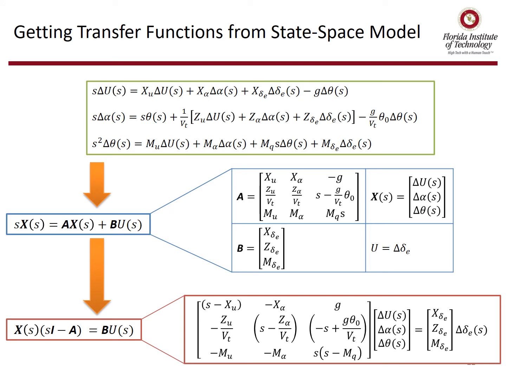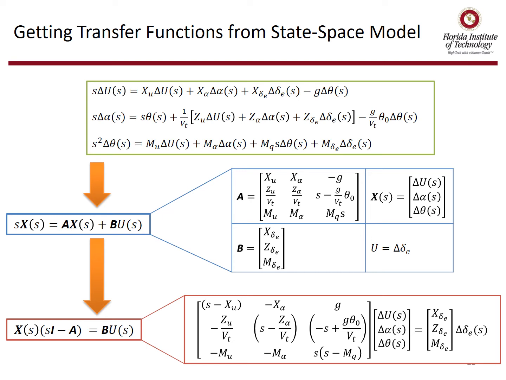So we've already taken the three longitudinal equations of motion and developed a state space model. The state space model was Sx on the left-hand side equals a matrix A times x plus a matrix B times U, and that's shown in the blue. We defined what the A matrix and the B matrix were, and our input in this case is delta E, and our state vector is delta u, delta alpha, delta theta.